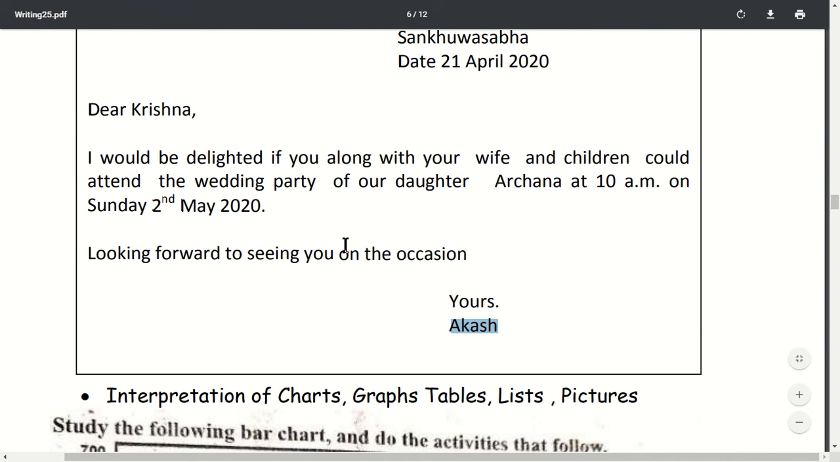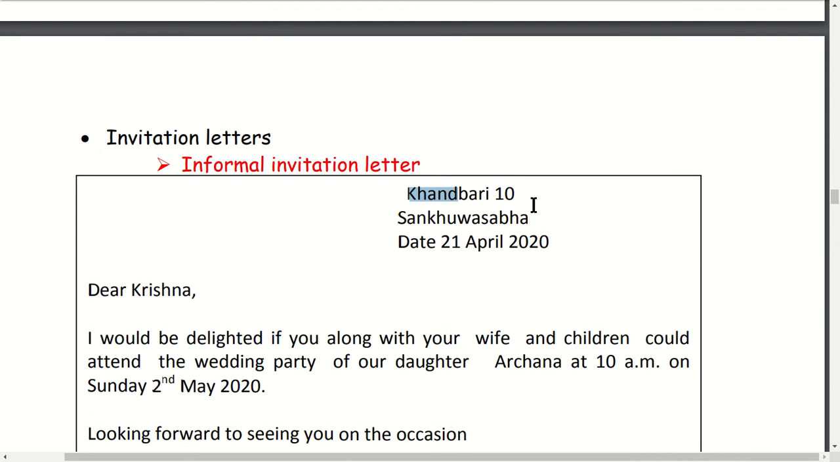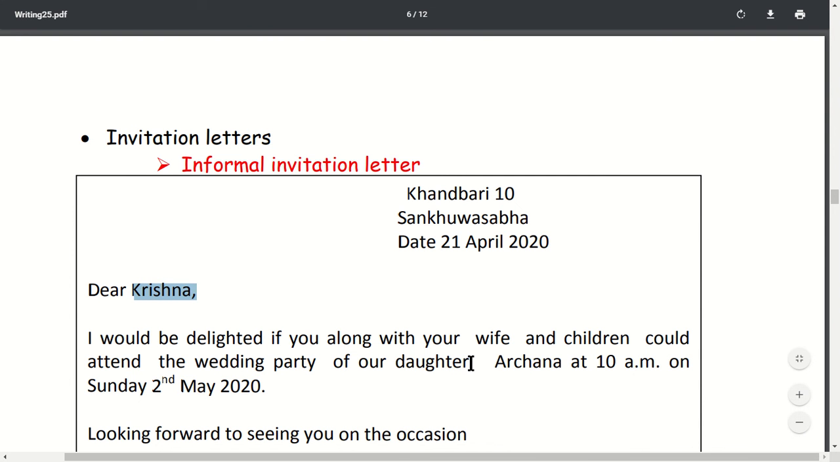This question can also be asked in the examination. First of all, write the address, right, you have to write the address first. After that, the date, and after that write the name of the person to whom you are writing: dear Krishna, dear Hari, dear Ram. Don't write dear friend here. Write the person's name. If you don't know the names, then you can write dear friend. But if you know the names, generally you are inviting him because you know him. You are inviting him to your daughter's wedding party.